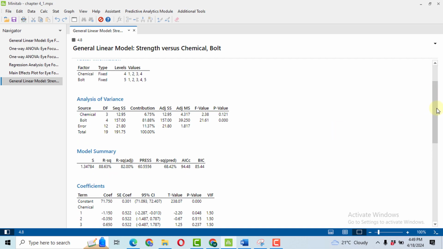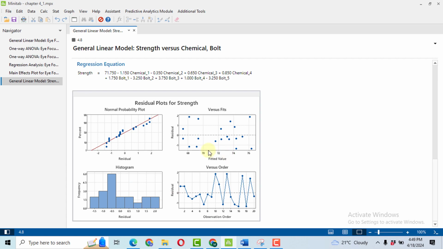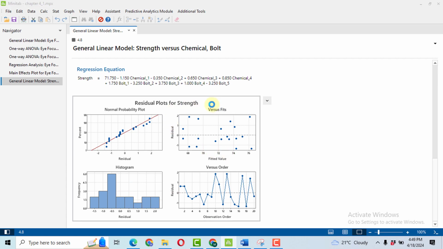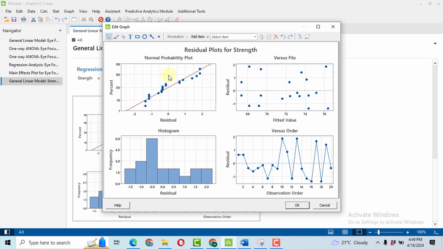Let's go towards the residual analysis. Click on this graph so that you can view it. Now in graph number 1 and graph number 3, somehow the data is following the normal distribution. However, there's some kind of issue with the normal probability plot, but we assume that the data is found to be normally distributed.